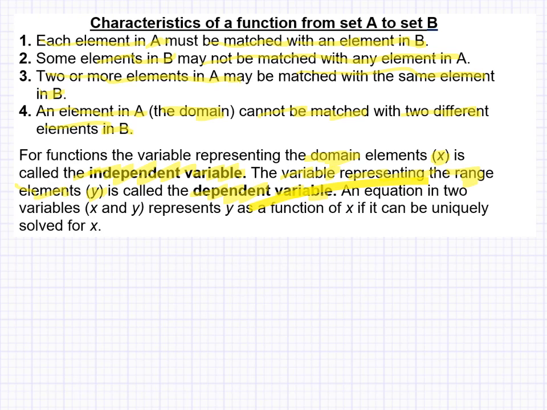And if we're working with an equation with two variables, let's say x and y, okay, y is considered to be a function of x if it can be uniquely solved for x, which basically means if you can take the equation, get y by itself, therefore solving it for x, okay, then we can say, based off of this information, whether or not the equation represents a function.